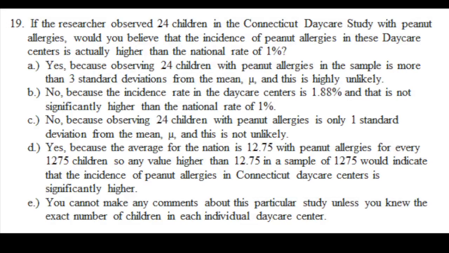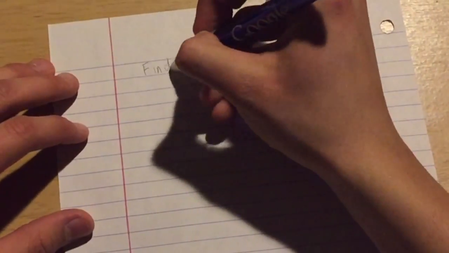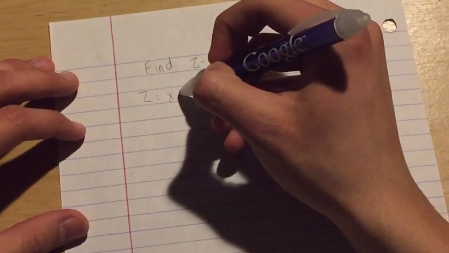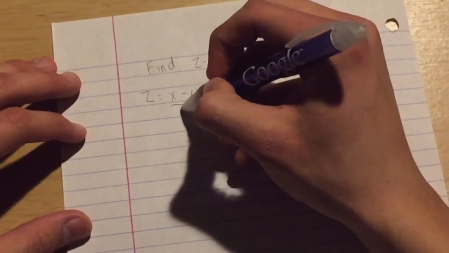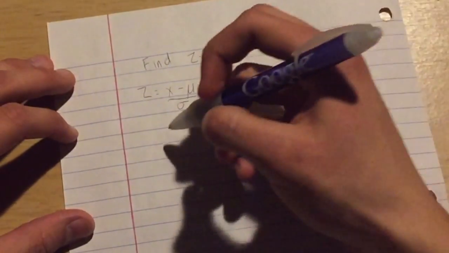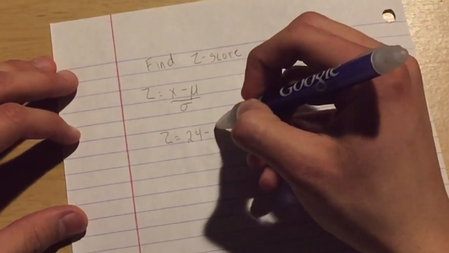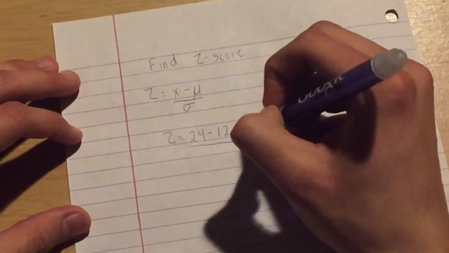Question 19 asks, if the researcher observed 24 children in the Connecticut daycare study with peanut allergies, would you believe that the incidence of peanut allergies in these daycare centers is actually higher than the national rate of 1%? In order to solve question 19, we have to find the z-score. We use the equation z-score equals variable x minus the mean over the standard deviation.